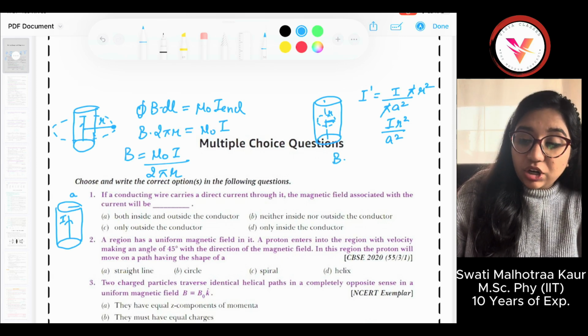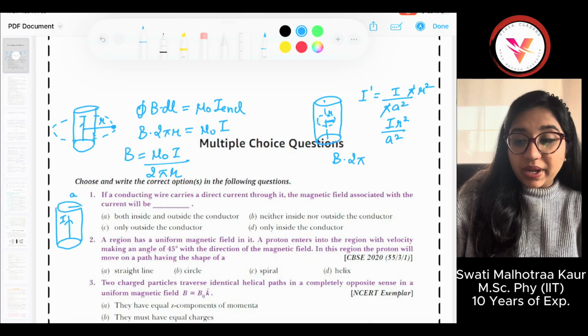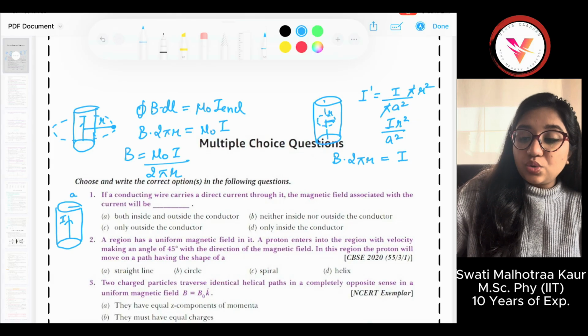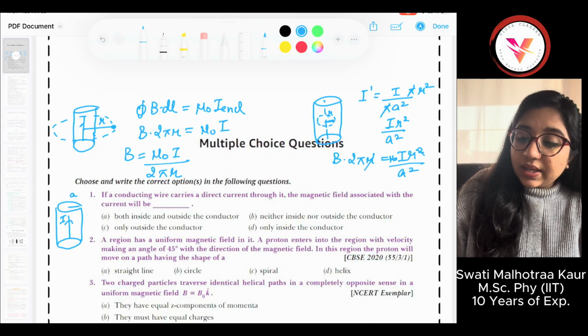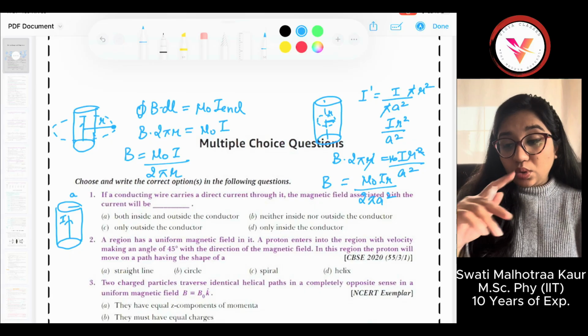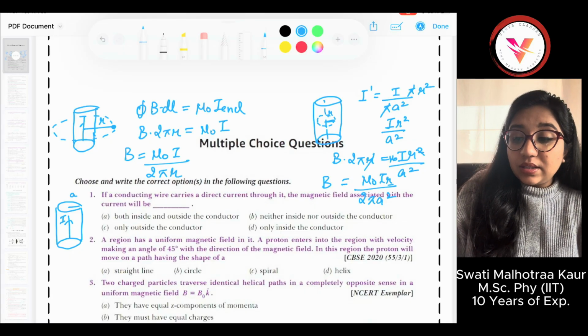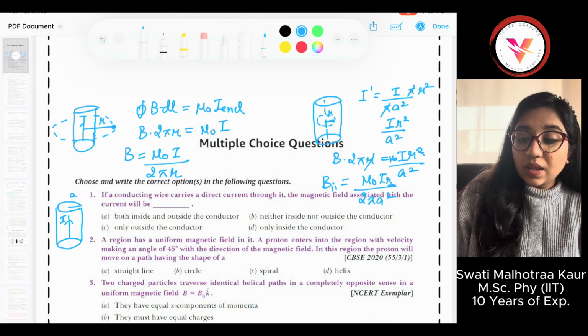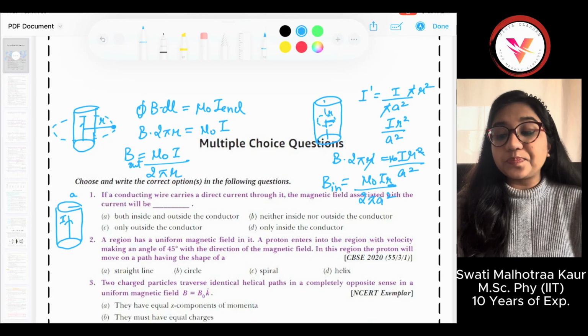And then B dot dl, and here the dl will be 2 pi r only, equals mu naught times I enclosed, and I enclosed will be I r square by a square, and then r and r will cancel, and B comes out to be mu naught I r over 2 pi a square. And at the center, r will be 0, and your B will also become 0 at the center.